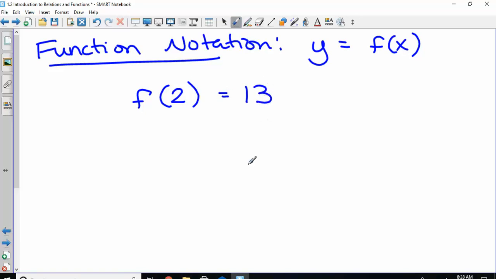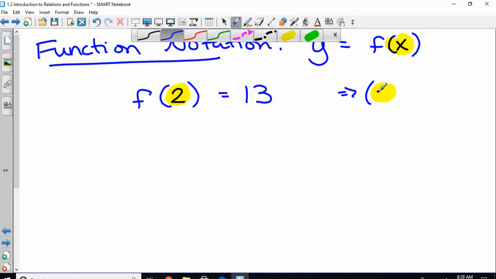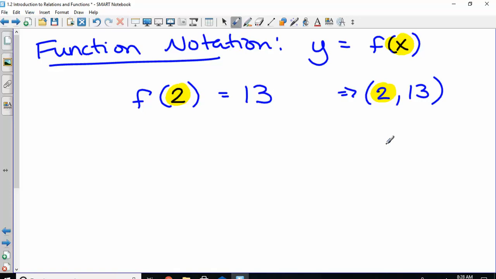equals 13, then what that means is, as an ordered pair, what's the x value? Two. F of x. The number in the parentheses is your x. So my x value is a 2, comma, the whole thing equals your y, so my y is 13. So it's just another way we can use to write equations. Instead of a y equals, we might see an f of x equals. That just means it's a function. Or we can look at it from ordered pairs.